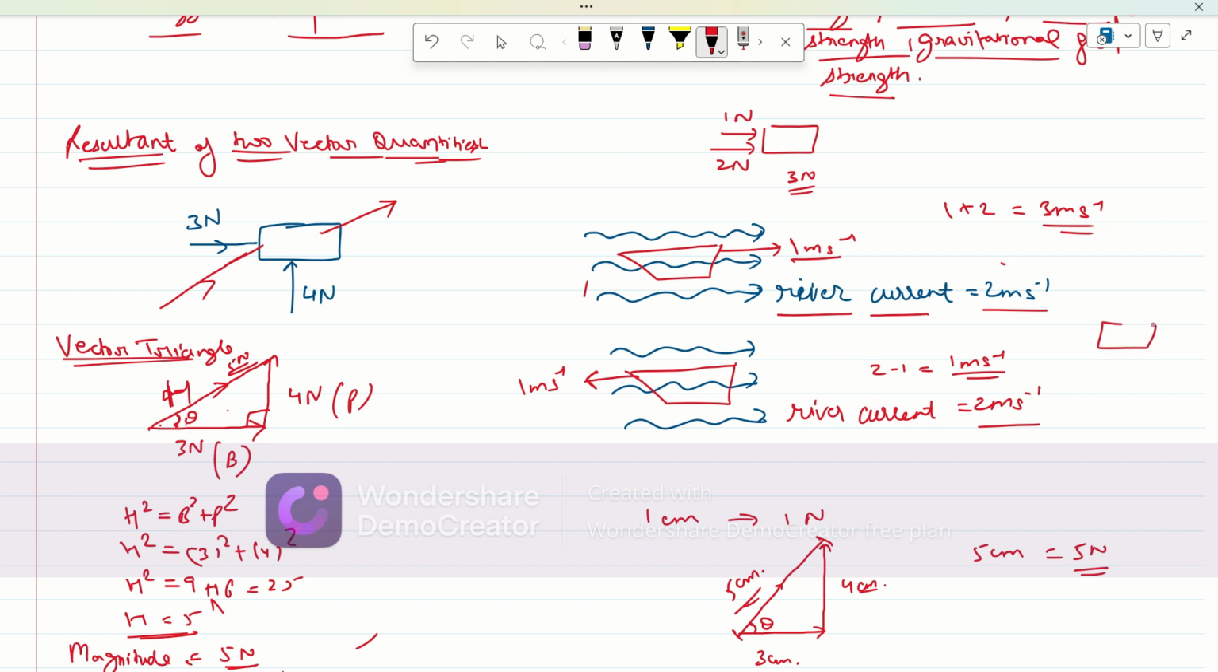Similarly, if you consider this object, one force of 1 Newton is acting, and another force is acting in the opposite direction with 2 Newton, so the resultant will be 1 Newton only. And the direction will always be towards the bigger side. Means in this case the resultant will be towards the left side.